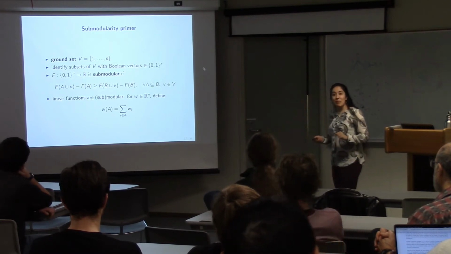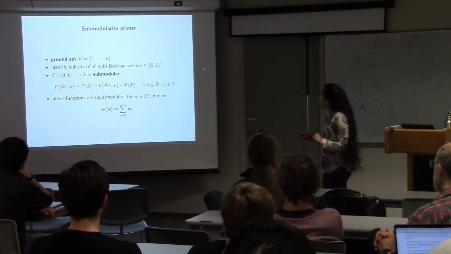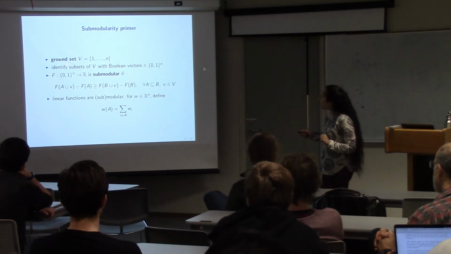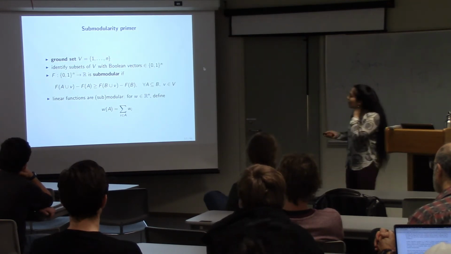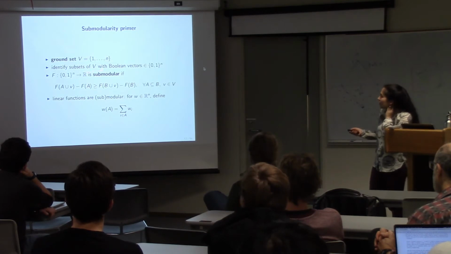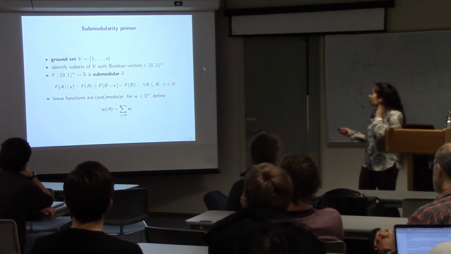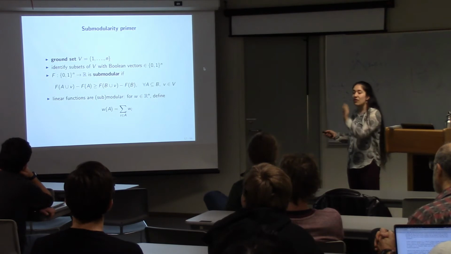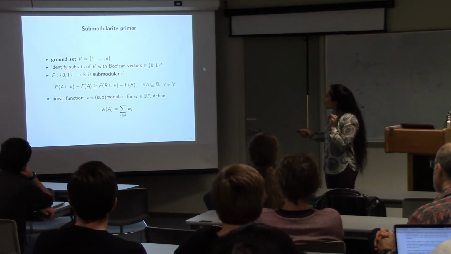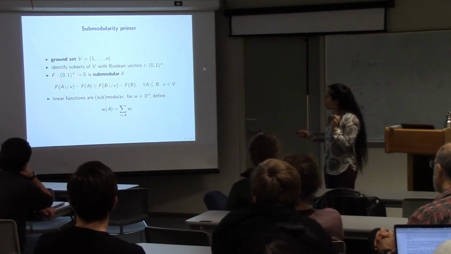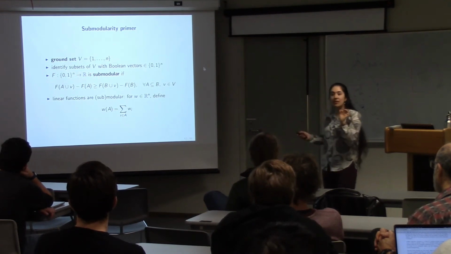This is a problem from submodular optimization. We assume there's some ground set of vertices, what we call vertices, 1 through n, and we're going to identify subsets of this set of vertices with Boolean vectors. So there's going to be a 1 in a given entry if that vertex is in the set and a 0 otherwise. We're going to call a set function that goes from these Boolean vectors to the real values submodular.